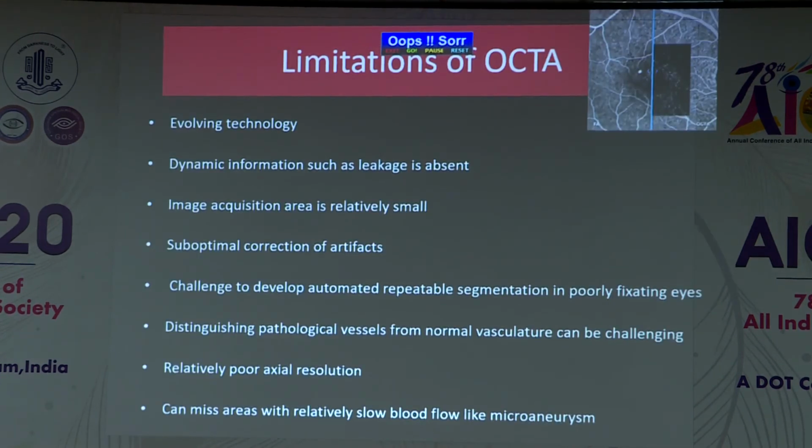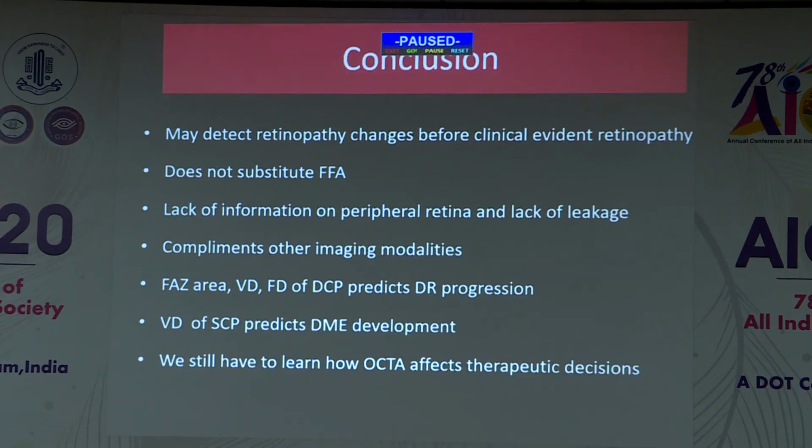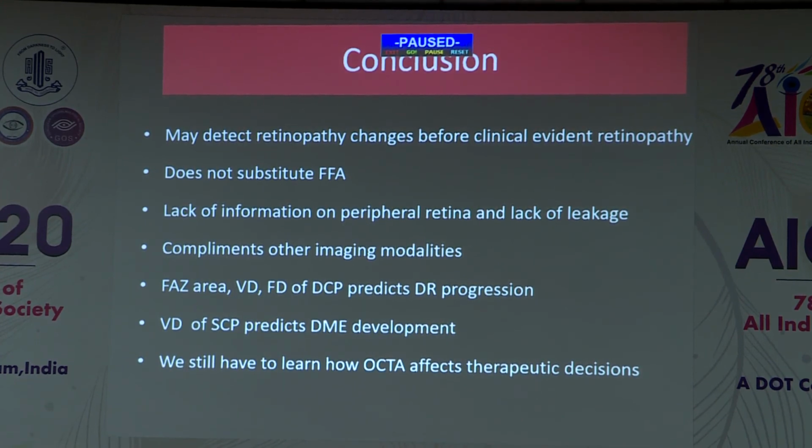But this has certain limitations, like it is an evolving technology. Segmentation errors can occur, artifacts can occur, dynamic information such as leakage is absent, and the image acquisition area is relatively small. The challenge of developing automated, repeatable segmentation in poorly fixating eyes is another issue. Relatively poor axial resolution, you can miss some of the lesions which have sluggish flow, like microaneurysms and other things. In conclusion, it does not substitute for an FFA. Lack of information on the peripheral retina can sometimes be a disadvantage.